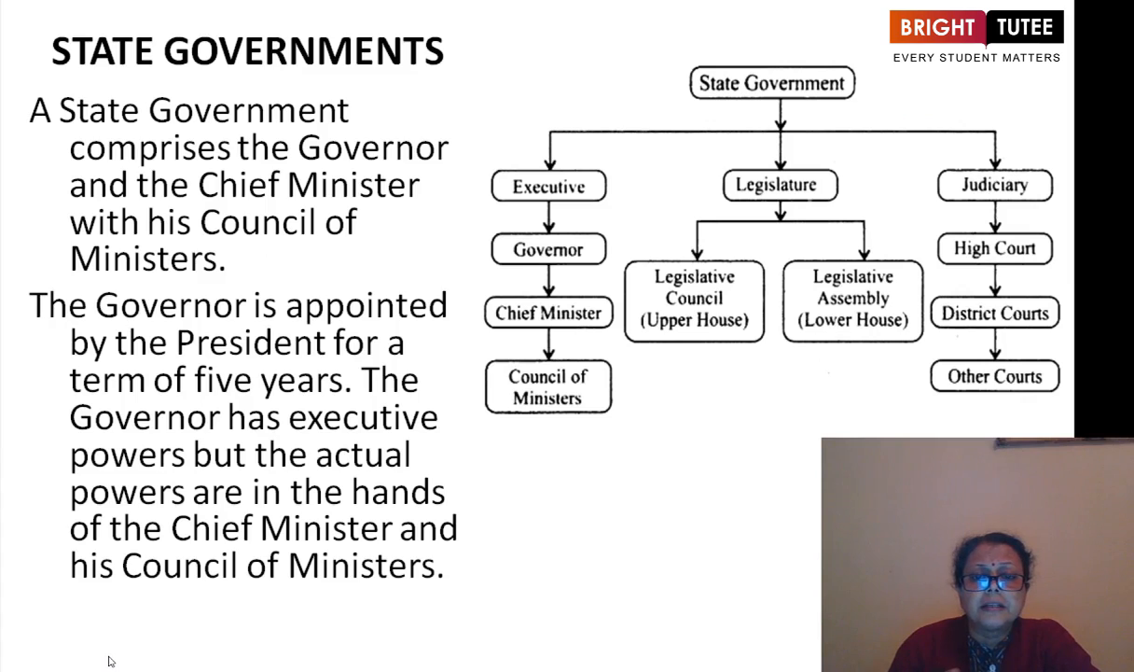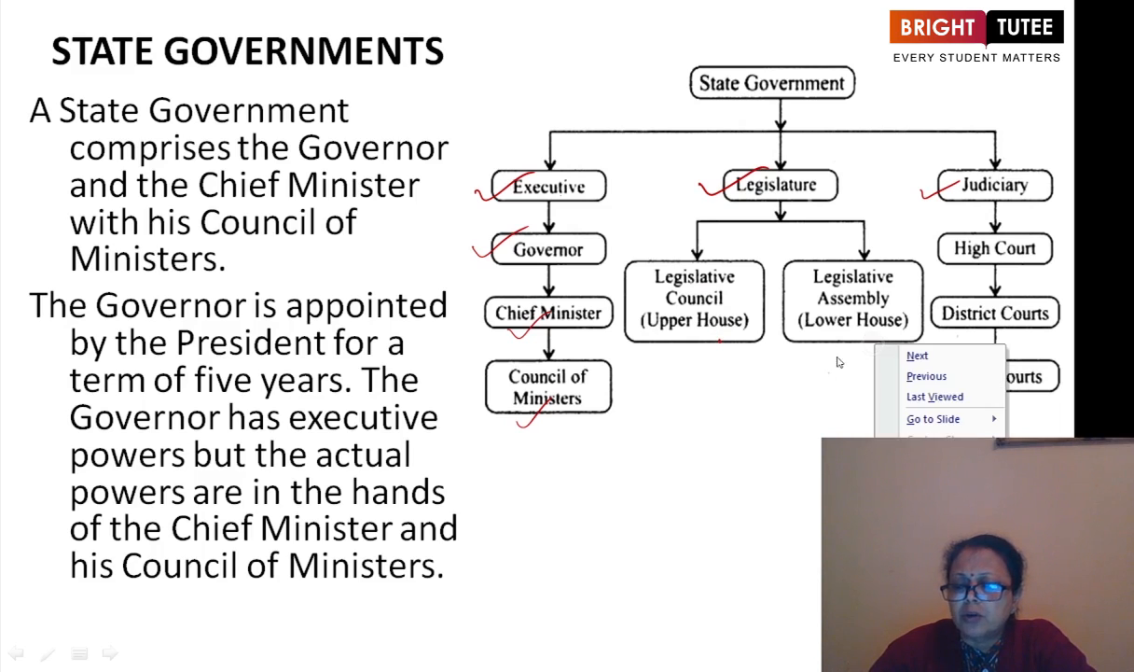State governments, now this is the flow chart given about that. It's very easy to understand with reference to this flow chart. State governments have 3 different organs, just like the national government. We have the executive, legislature and judiciary. In the executive, the head is the governor, followed by the chief minister and the council of ministers. Legislature has 2 houses: the upper house, legislative council, and then the legislative assembly, lower house.